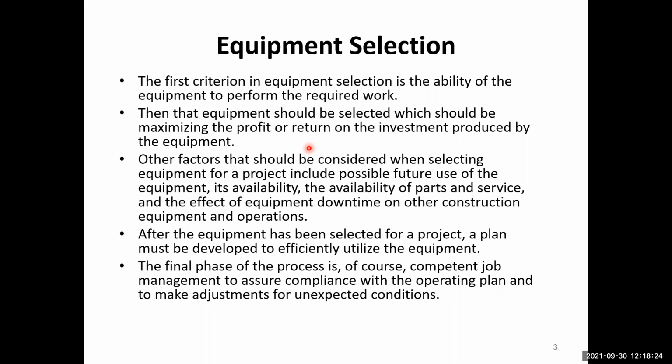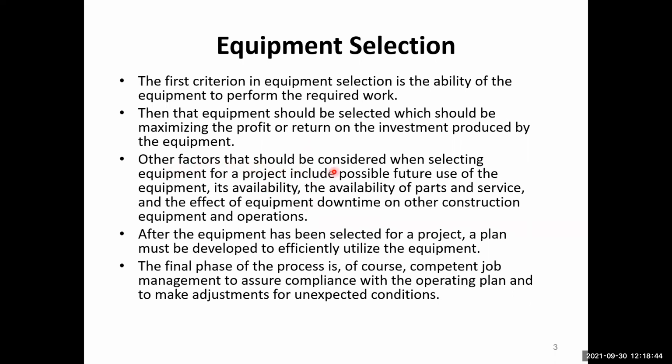And in the second case, when the capacity of the equipment chosen is too less compared with the quantum of the work, then we will not be able to complete the work in time. So that will also, in another case, indirectly be an uneconomical situation.